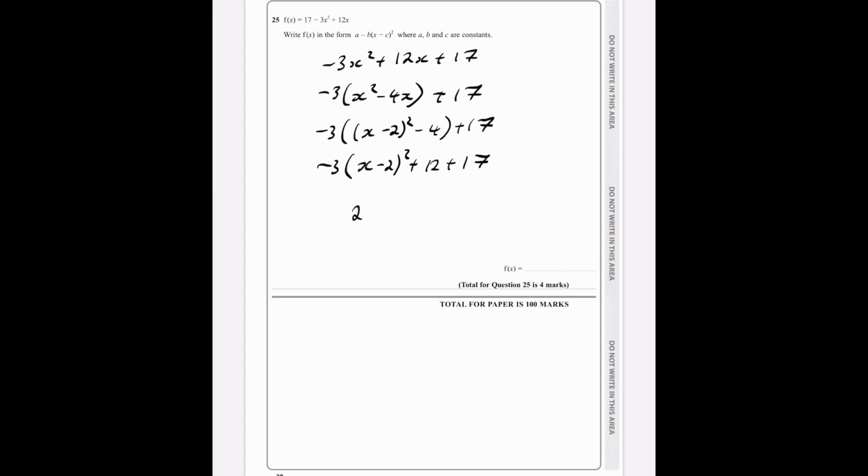I rearrange it to make it 29 minus 3 lots of x minus 2 all squared. Well done if you got that one.